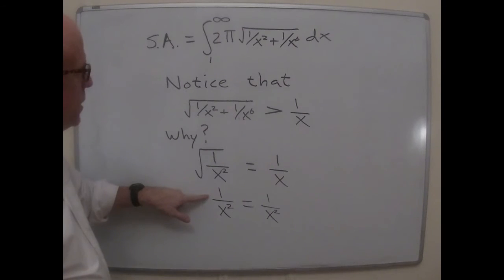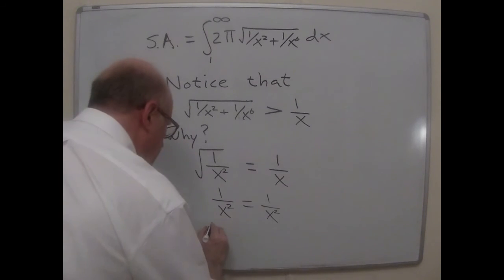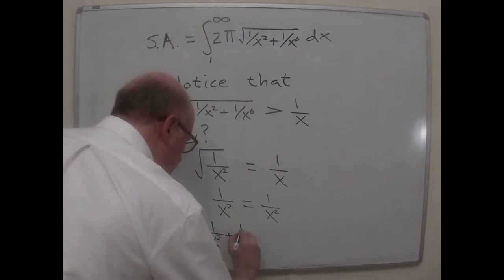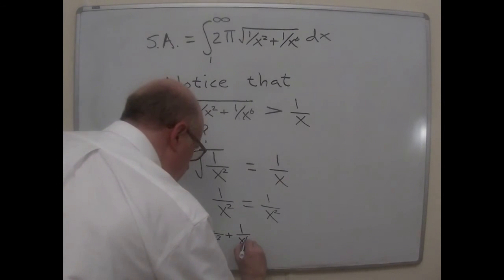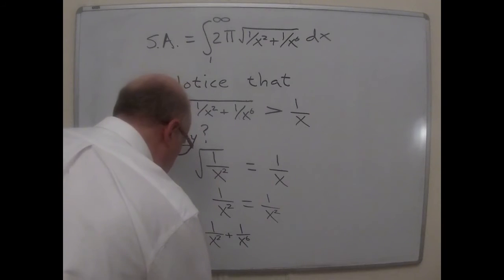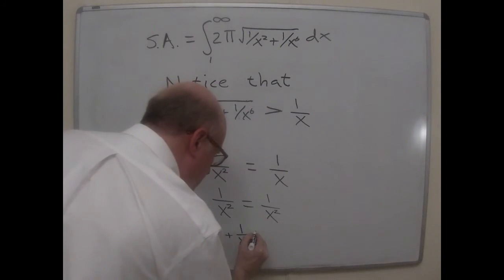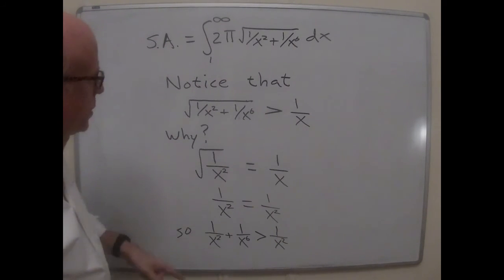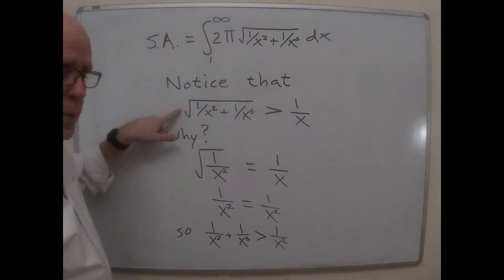Now, what I'm going to do is add something that's positive to this side, and that will turn it into an inequality. Something I'm going to add to this side is 1 over x to the 6th. So because those things were equal, this is now bigger. The left side is now bigger than the right side. Take the square root of both sides and you get the thing I said originally.